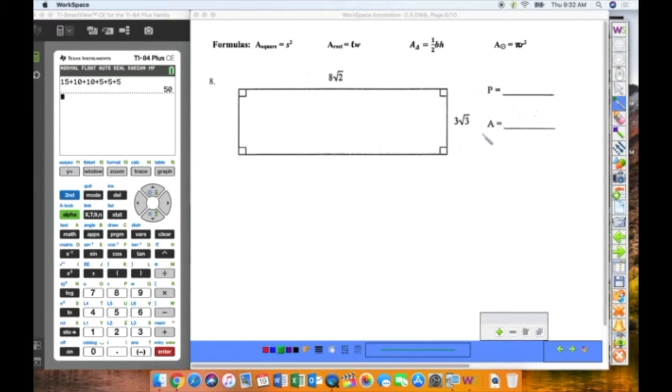Find the perimeter and area of this guy. So perimeter, it's a rectangle, it's a quadrilateral with 4 right angles. So if this is 3 radical 3, this is 3 radical 3. This is 8 radical 2, so this is 8 radical 2.